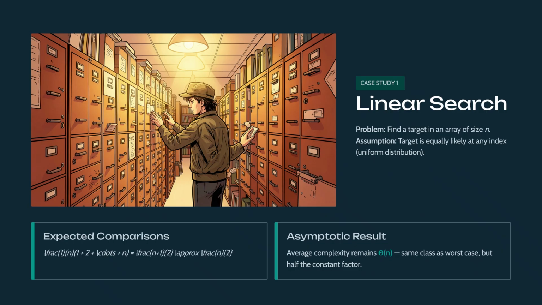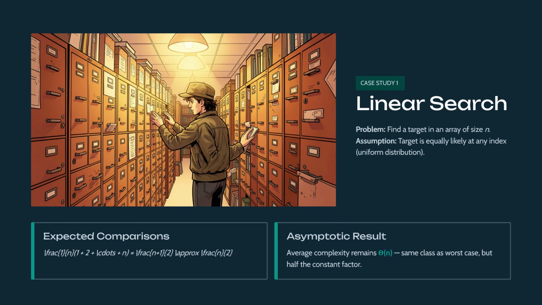Title: Method 2: The Tree Method. The second technique is the recursion tree method. Instead of solving equations directly, we visualize the recursive calls as a tree. Each node represents one recursive function call. The root corresponds to T(n). Its children represent recursive calls on smaller inputs.